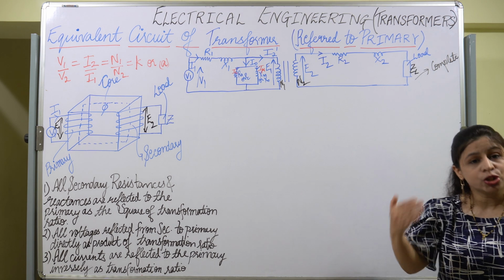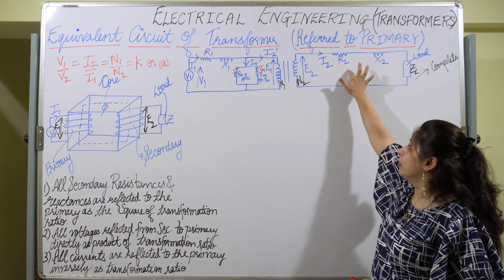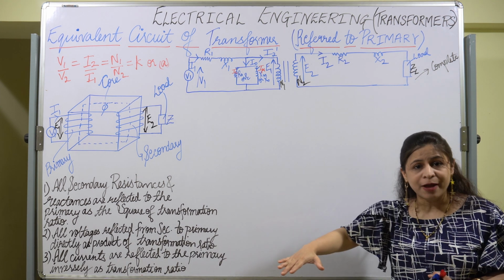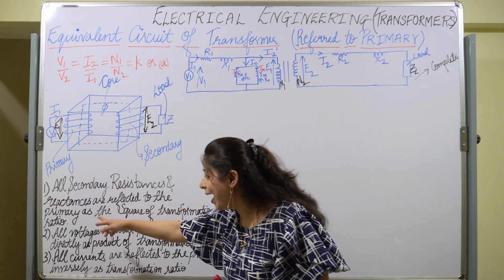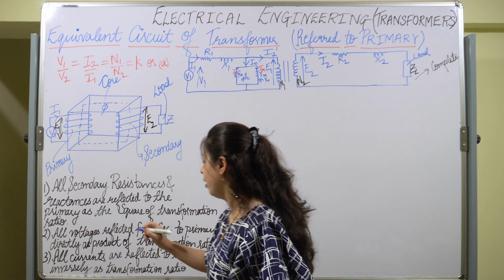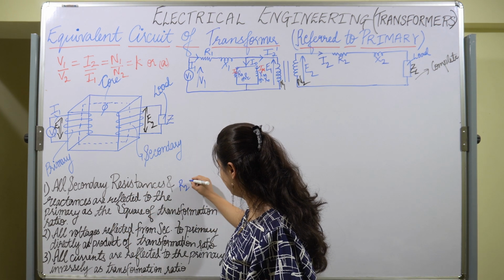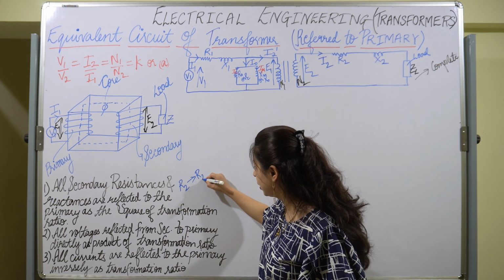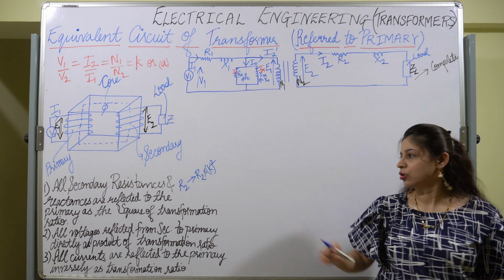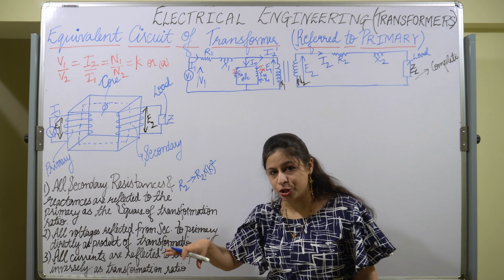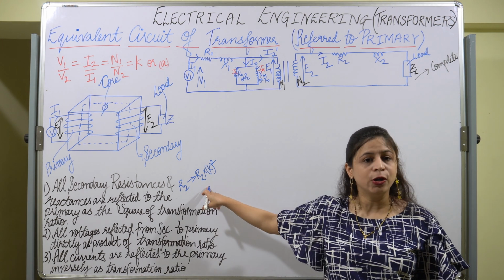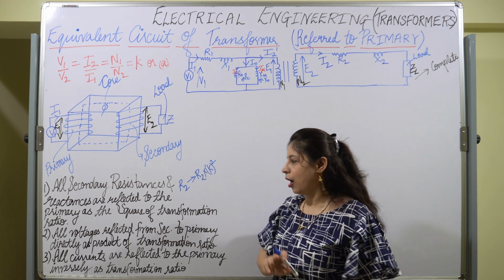So it has to be done square. Whenever my resistance and reactance are shifted to the primary, the square of the transformation ratio will be multiplied with it. That means whenever my R2 is shifted to primary, K square will be multiplied with it. So whenever it shifts to the primary side, the value of R2 will become K square R2.